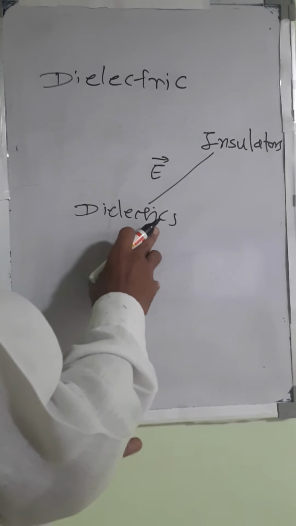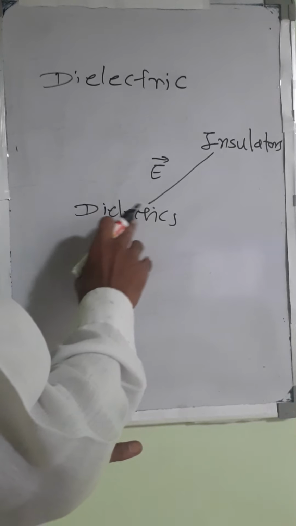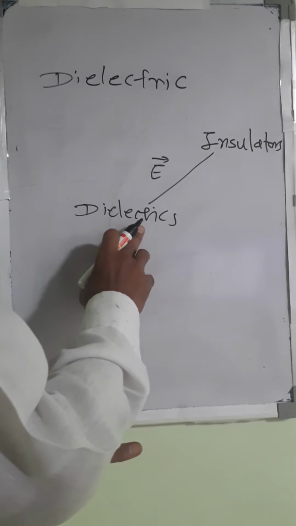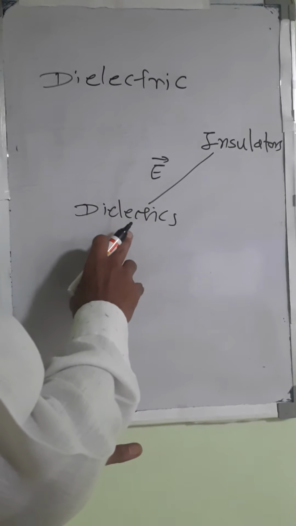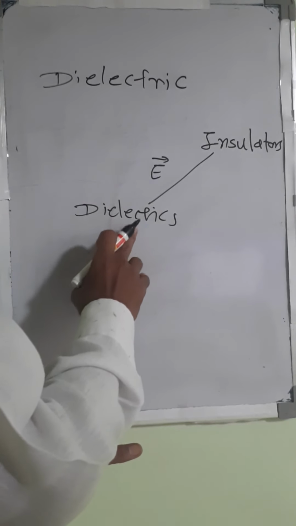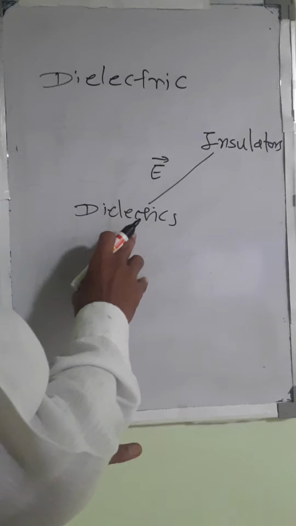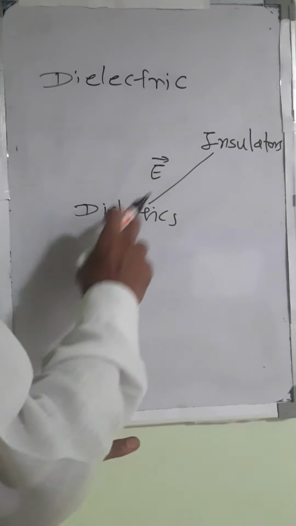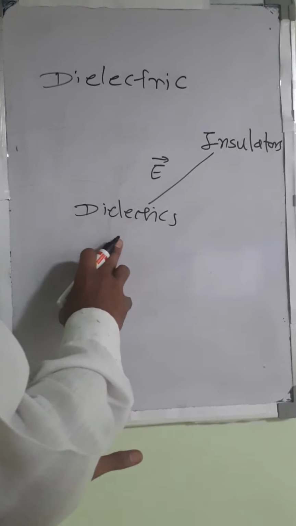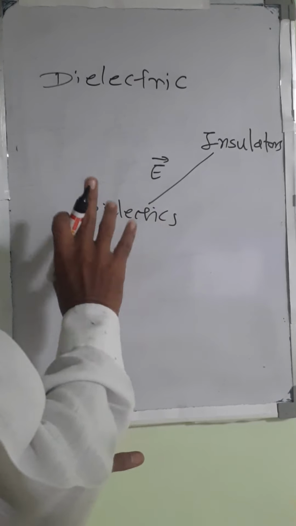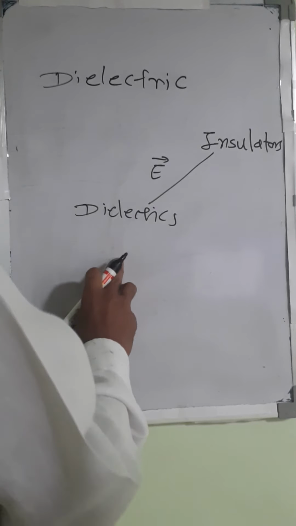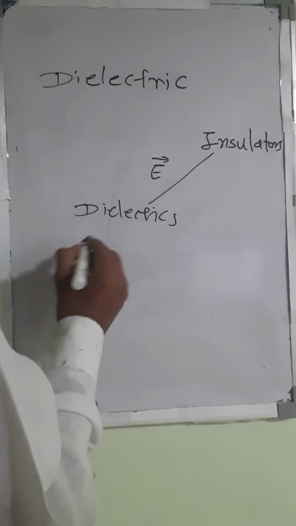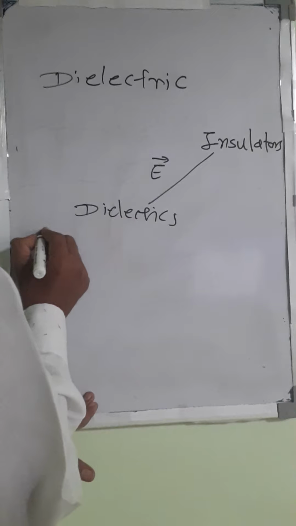So a dielectric has very low electrical conductivity. The common examples are glass, ebonite, mica, rubber, oil, etc. Now a dielectric is an insulator, but every insulator is not a dielectric. So this is the definition of the dielectric. Now we will see the dielectric constant.